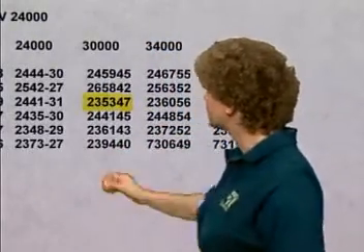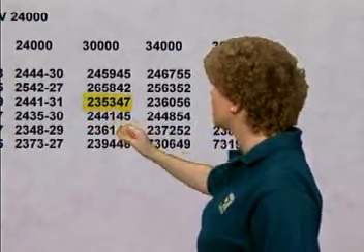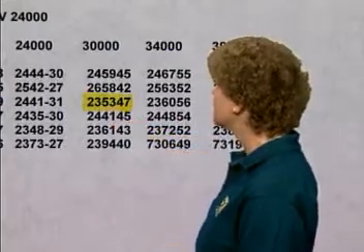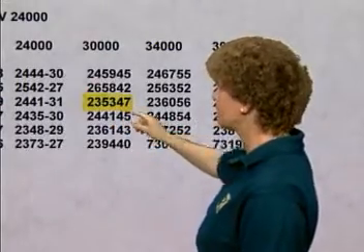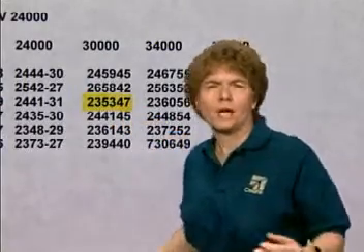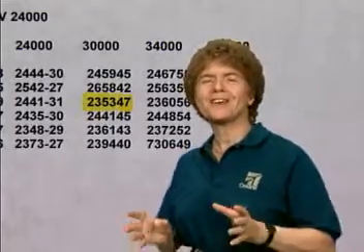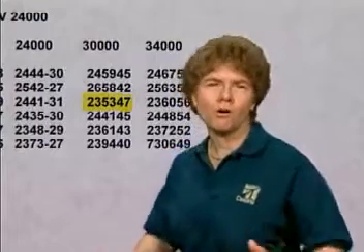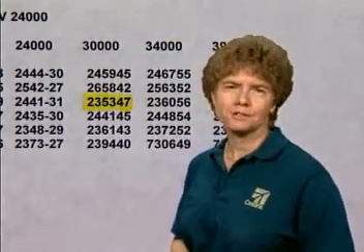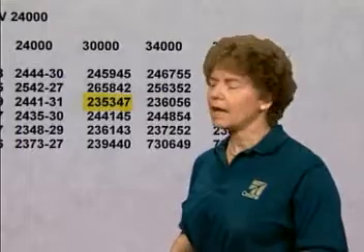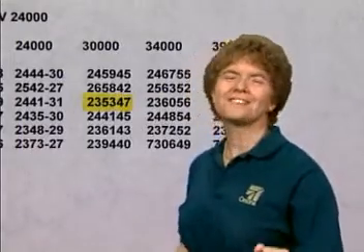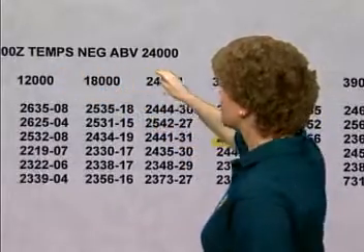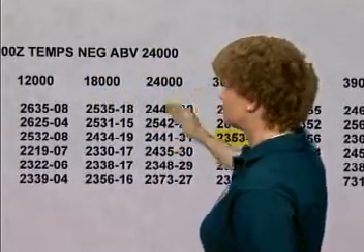Now, as before, the first two digits, the 23, are the wind direction. The middle two digits, the 53, are the wind speed. And the last two digits, the 47, are the temperature. But what happened to the minus sign? Well, they don't bother to include the minus sign because temperatures will always be negative up at an altitude like 30,000 feet. And how would you know that? You'd look at the note just above the table where it says temperatures negative above 24,000 feet.